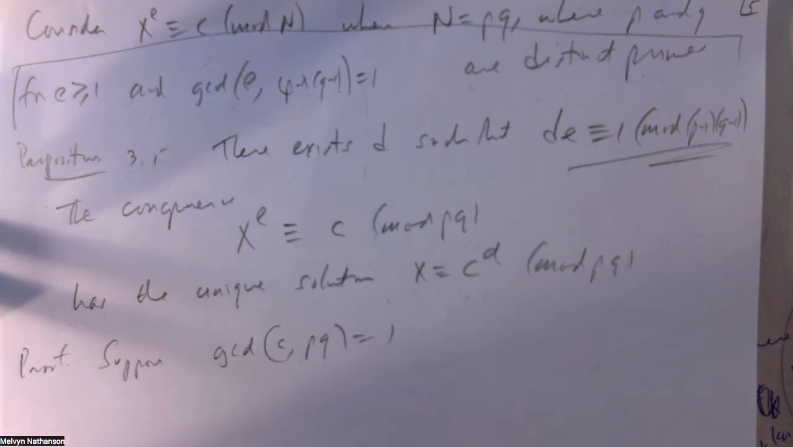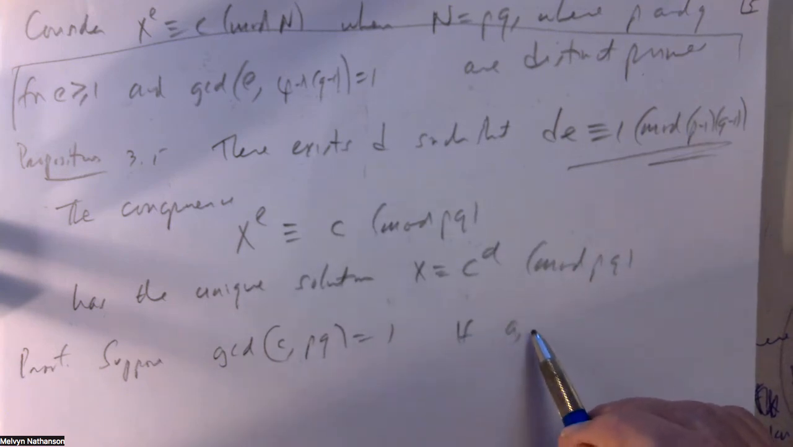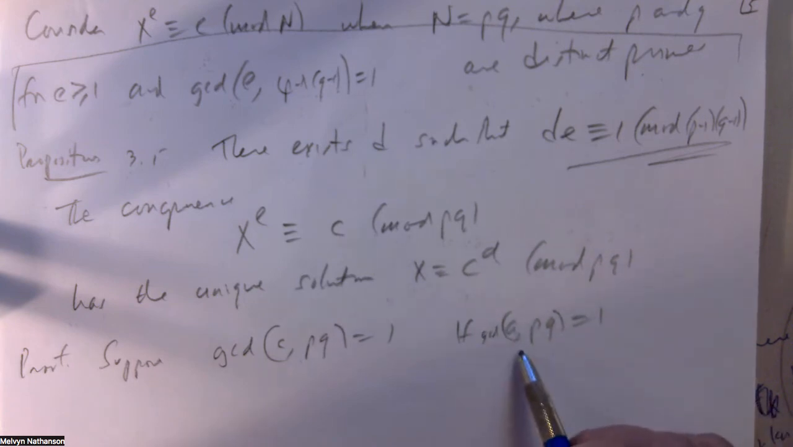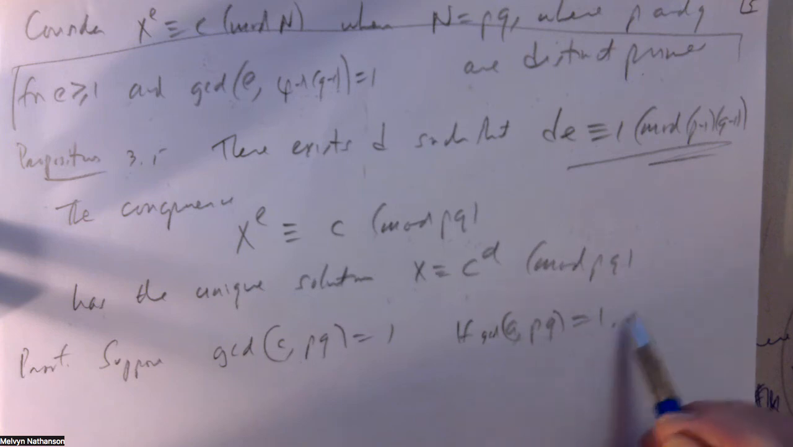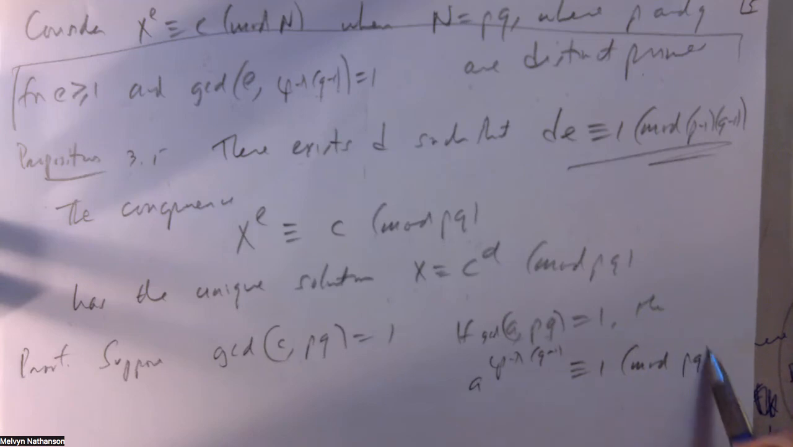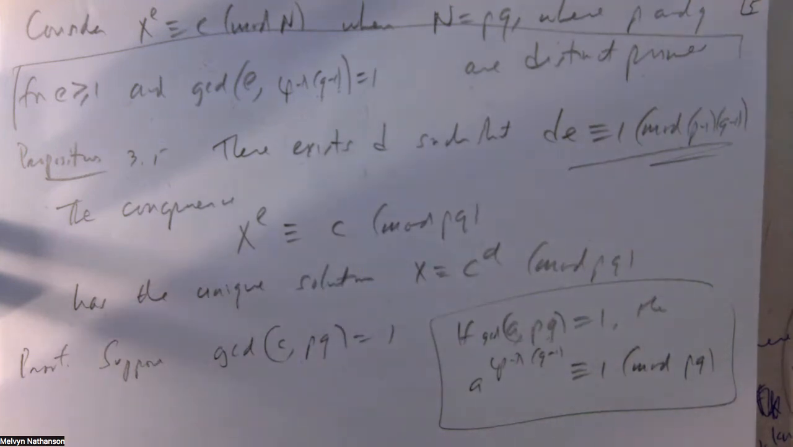So we use the fact that if A is relatively prime to PQ, so the GCD of A and PQ is 1, then A to the power of P minus 1, Q minus 1 is congruent to 1 mod PQ. This is the slight generalization of Fermat's Little theorem that we called Euler's formula at the beginning of this talk.